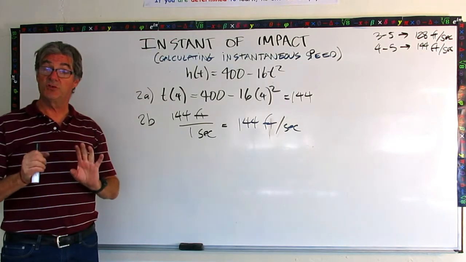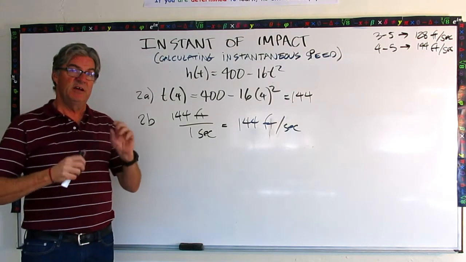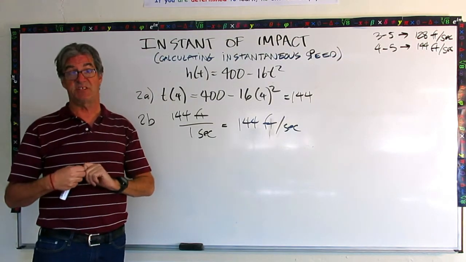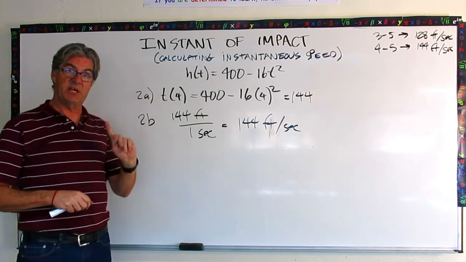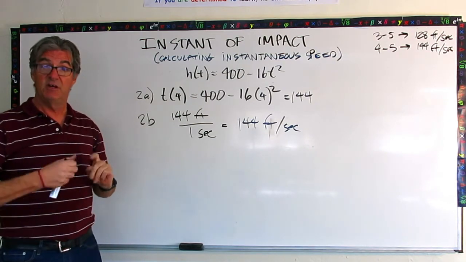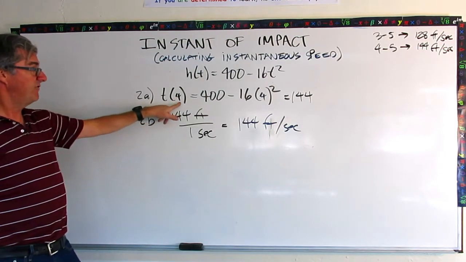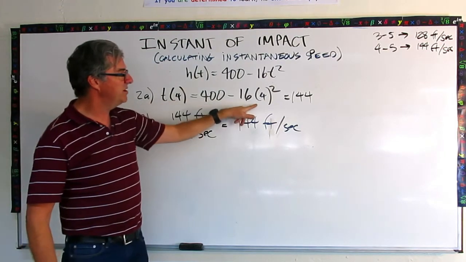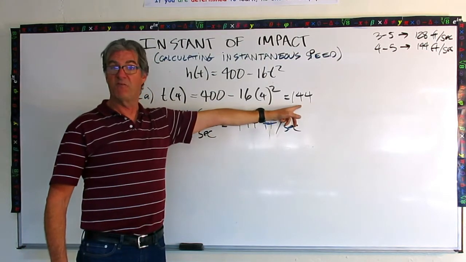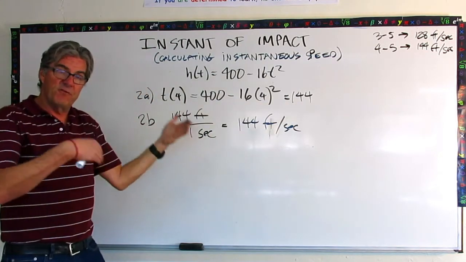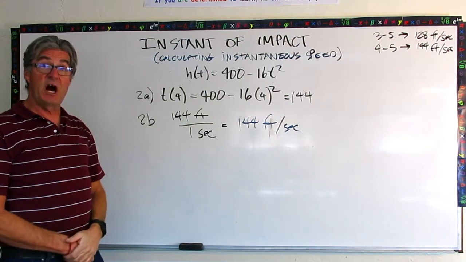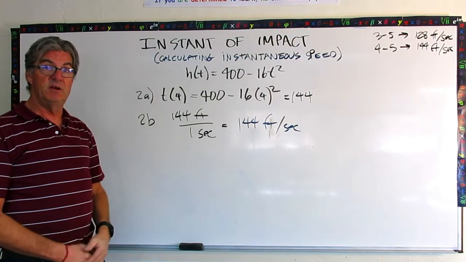Okay, question 2 was having us calculate the average speed for the last second of the fall. So that's from second 4 to second 5. So what we did, the first step, 2a, was what is the height at the 4th second? So you plug 4 into the equation, and that spits out 144 feet. So it's fallen for 1 more second, and now it's only 144 feet above the ground.